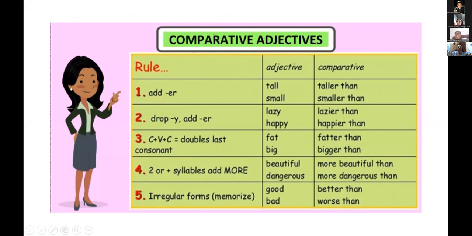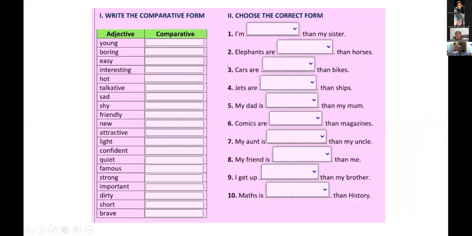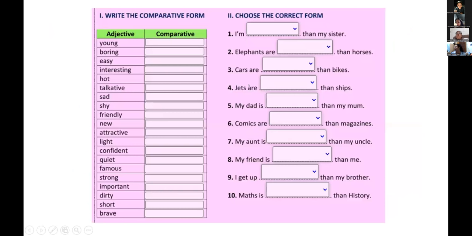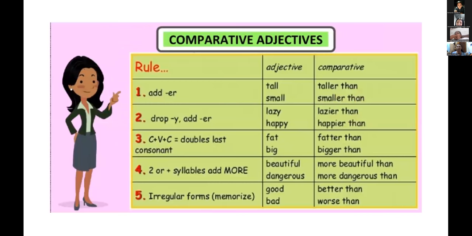Vale, entonces en los comparativos lo usamos para comparar dos cosas. Solo dos cosas. Por ejemplo, aquí tenemos dos. Estoy yo y mi hermana. Vamos a ver qué opciones tenemos. Ay, en este no me da las opciones, perdón. Pero bueno, vamos a hacer algunos ejemplos. Les voy a escribir algunos ejemplos acá.